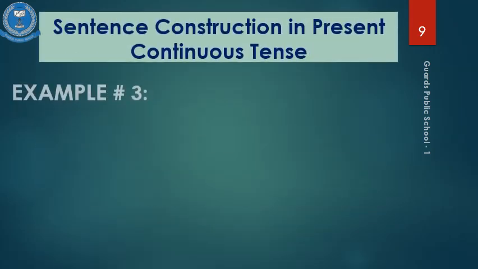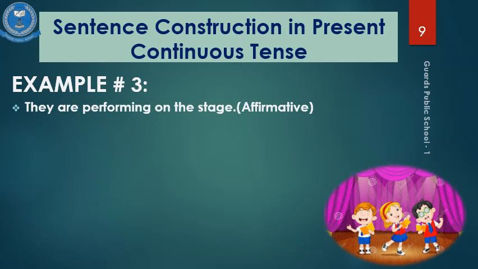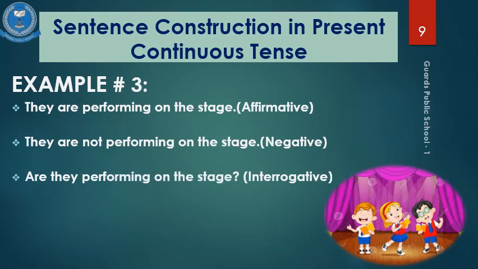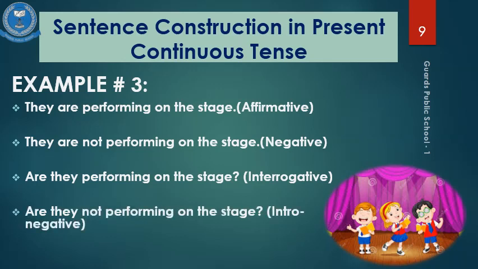In example number 3, our subject is plural. So we will use are here. And the sentences are: they are performing on this stage. Affirmative. They are not performing on this stage. Negative. Are they performing on this stage? Question mark. Interrogative. Are they not performing on this stage? Question mark. Interrogative.